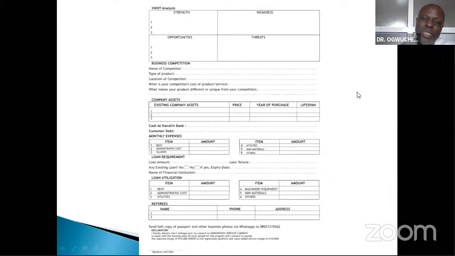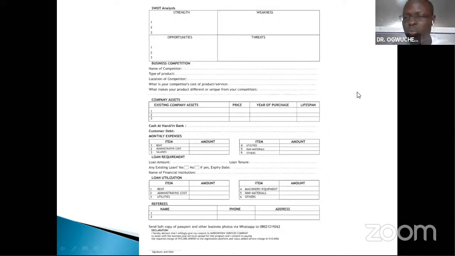Because in every challenge, they say, in every difficult situation, in every environment that you find yourself, there is always an opportunity. Within every threat, there is always an opportunity. So how you are able to take advantage of that will be the measure of your success. So let's give some examples of how you do a SWOT analysis.